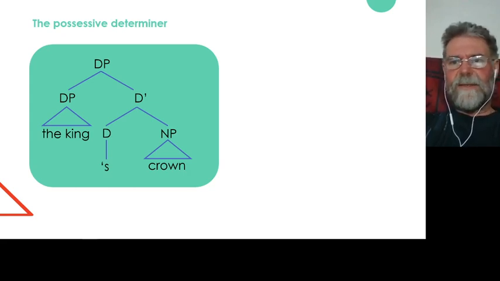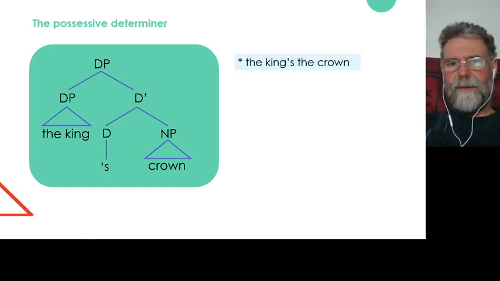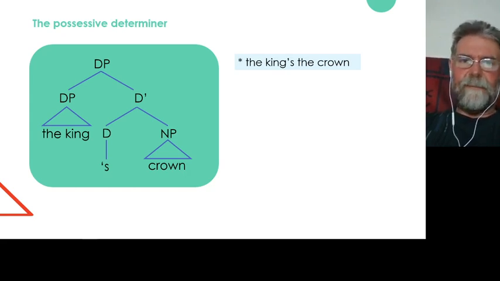But then that leads us to the conclusion that this 's thing is a determiner. It's the head of the DP, just like the 'll is the head of the IP. And that then leads us to understand what's actually going on when we notice that you can't have a determiner along with a possessor. Okay, you can't say 'the king's the crown'.